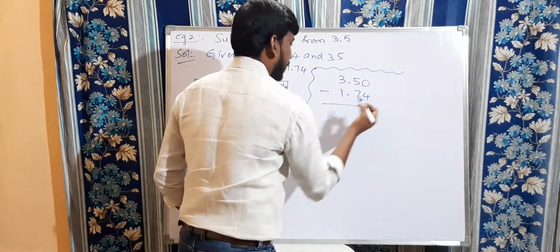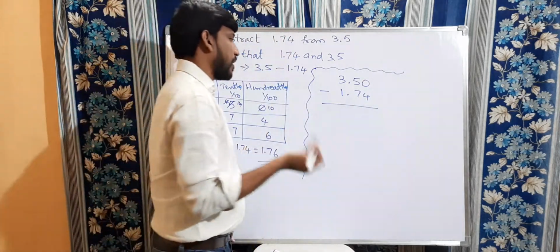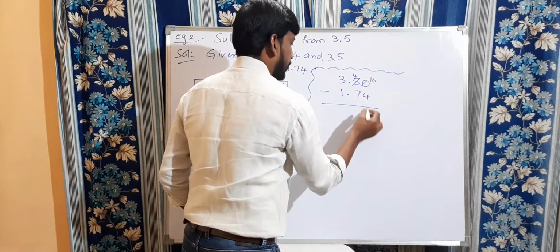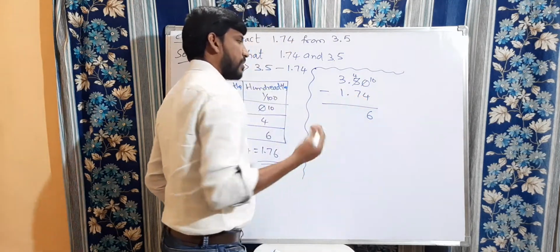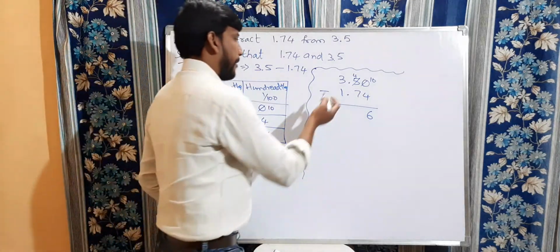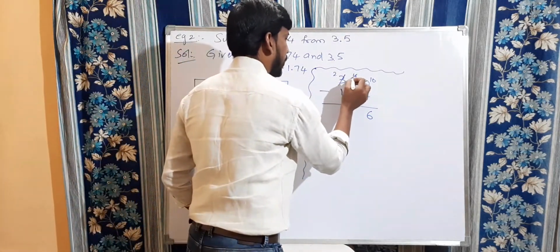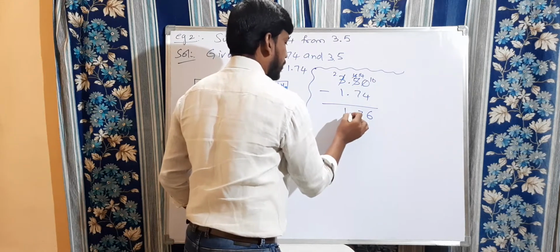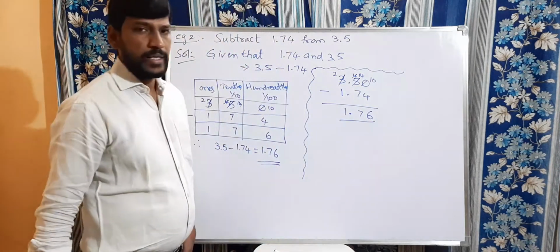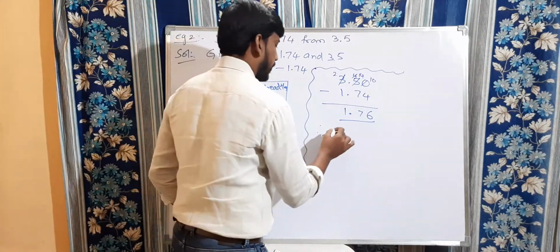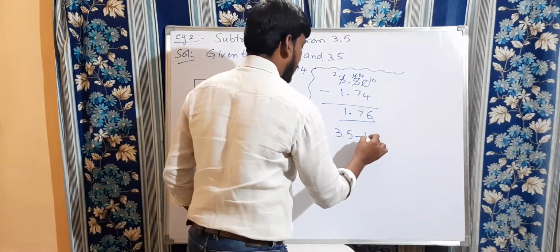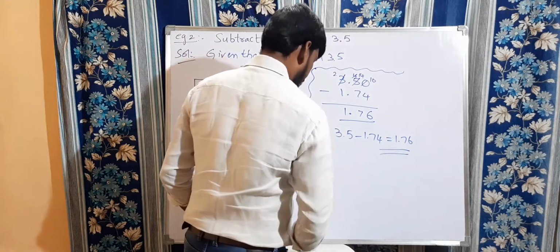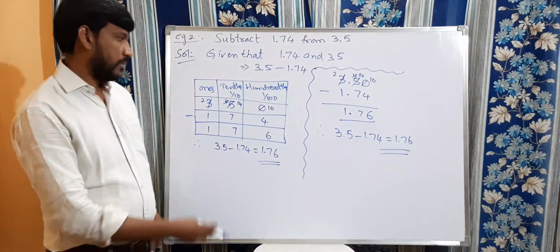Now subtract. So 0 minus 4 is not possible. Take the borrow. This will become 4. This will become 10. 10 minus 4 is 6. Again 4 minus 7 is not possible. Take the borrow. Here it will become 2. This will become 14. 14 minus 7 is 7. 2 minus 1 is 1. So what is the answer here? 1.76. So therefore here 3.5 minus 1.74 is equal to 1.76. Is this clear, children? Please copy.